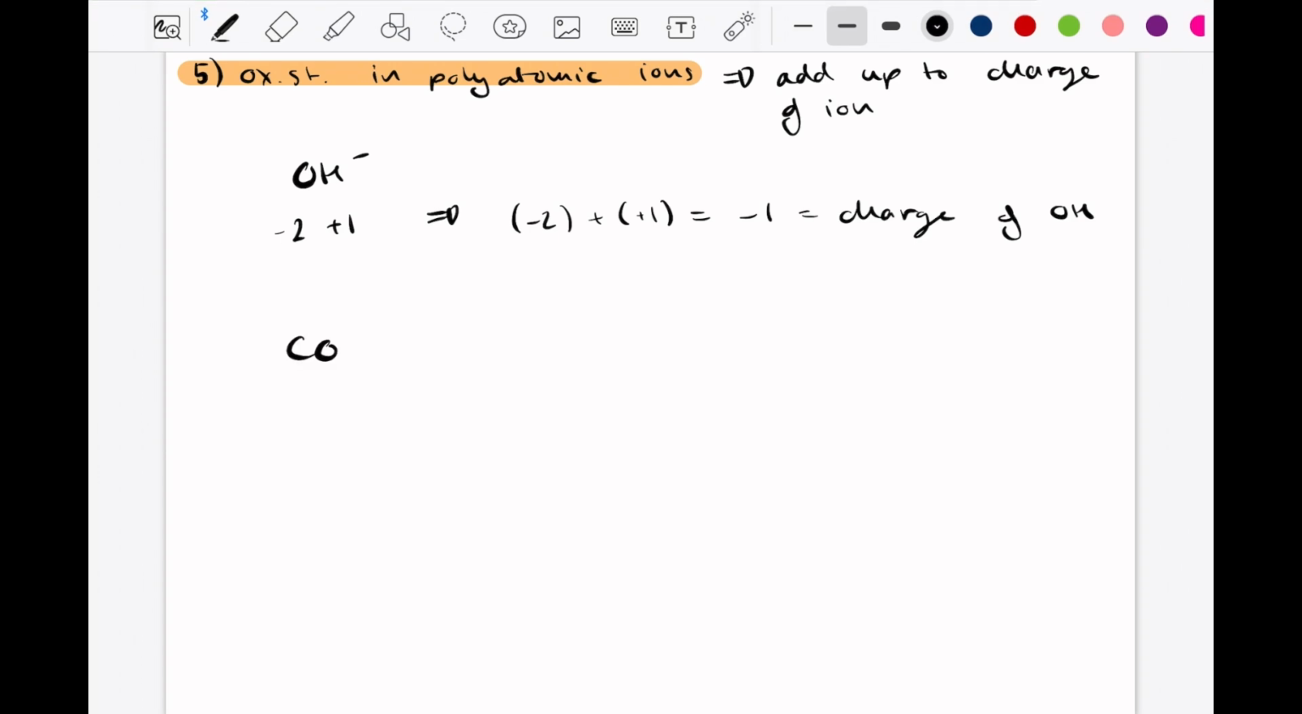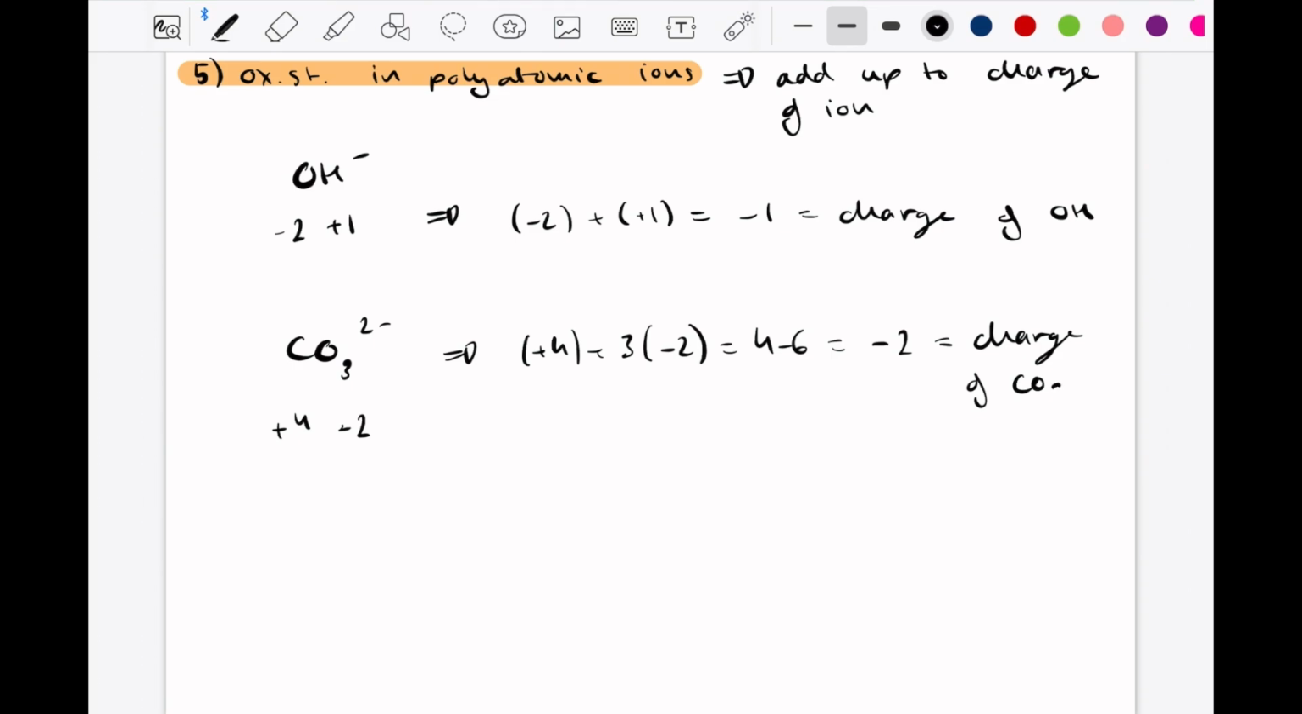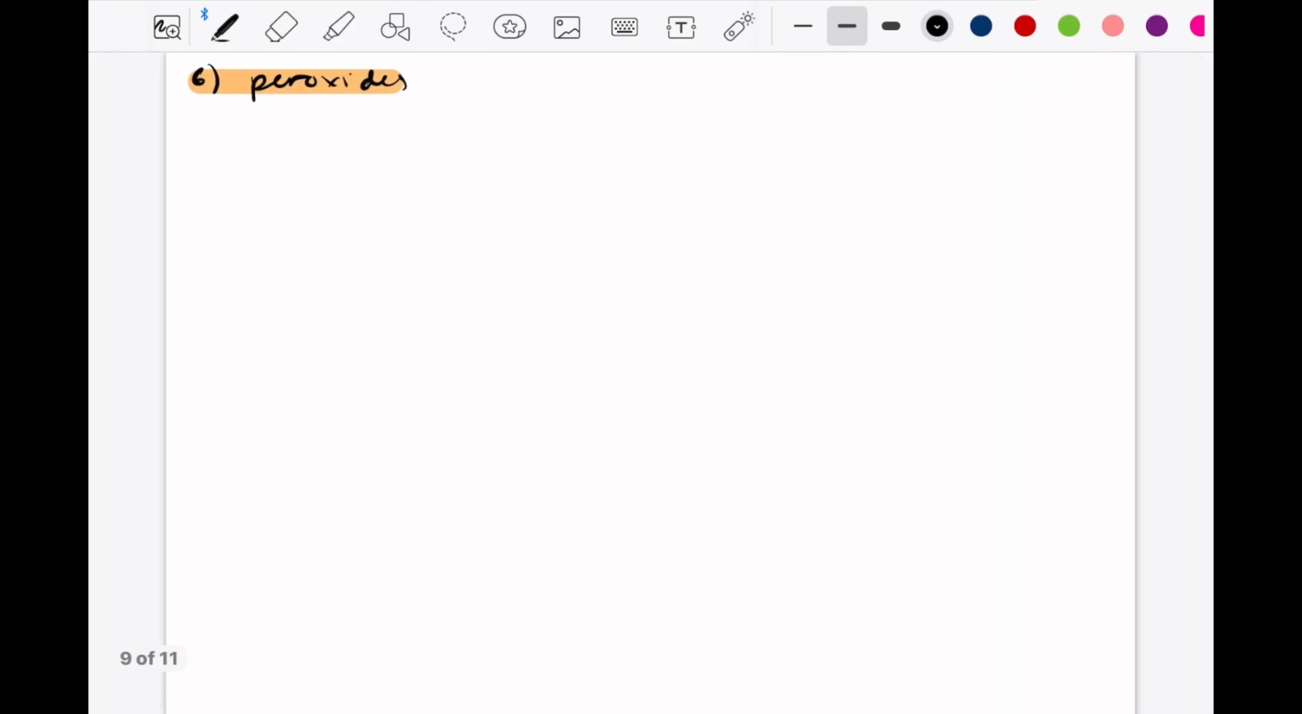Another example is carbonate, CO3 2 minus. In this case, carbon again has an oxidation state of +4, and each oxygen has an oxidation state of -2. If we add that together, we have 1 times +4 plus 3 times -2, so 4 minus 6 is equal to -2, and this is equal to the charge of carbonate. Okay, now let's move on to some exceptions or some specific examples. One that I would like to look at is peroxide.